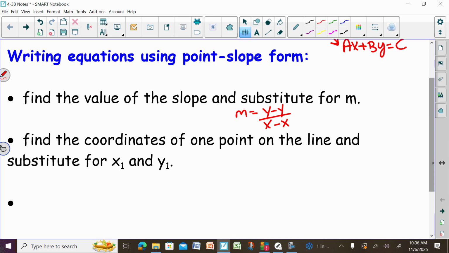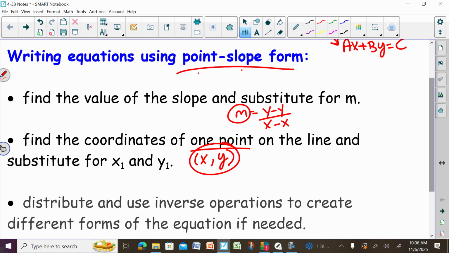Maybe that means counting. Maybe that means using two ordered pairs and calculating. Find the coordinates of one point on the line and substitute for x and y. So sometimes they give us more than 1 point. You just got to use one ordered pair. Once you have an ordered pair and slope, these two things, you can use point slope form. You need the point and you need the slope, and then we can substitute them in.